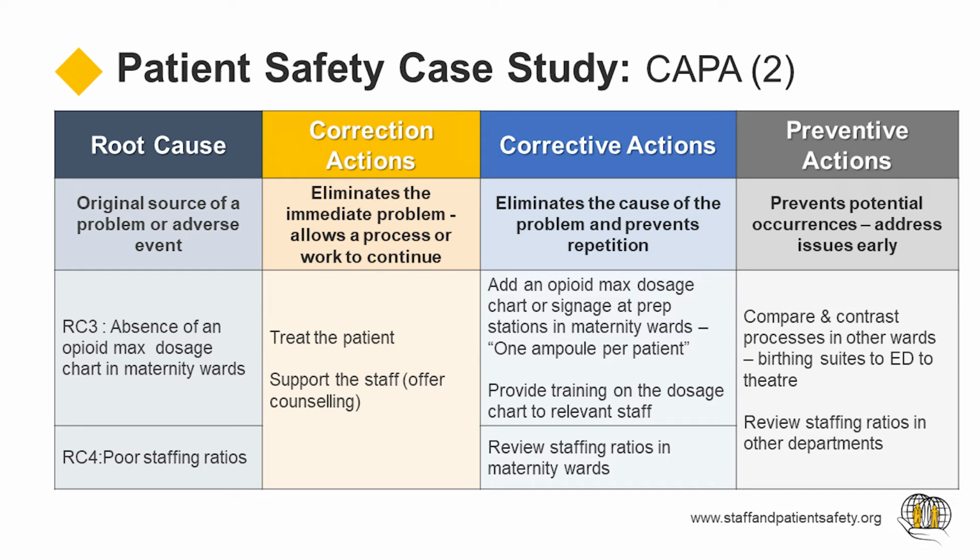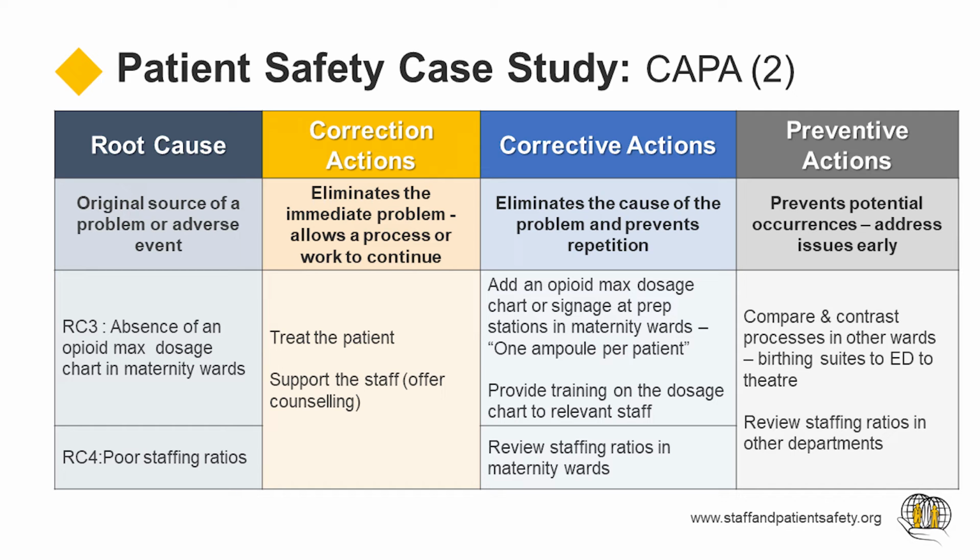As a corrective action for root cause 3, we can add an opioid max dosage chart or simple signage at prep stations in maternity wards which states no more than 1 ampule per patient is a good rule of thumb, instead of relying only on the experience of the relevant staff members. As with before, any such changes should be complemented with necessary training. Corrective action for root cause 4 is to review staffing ratios in the maternity ward.